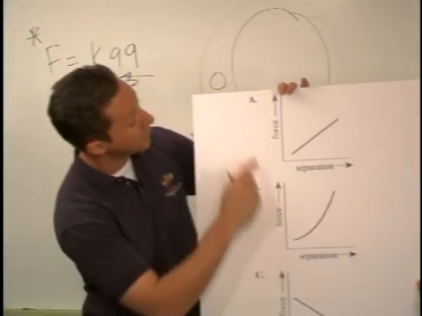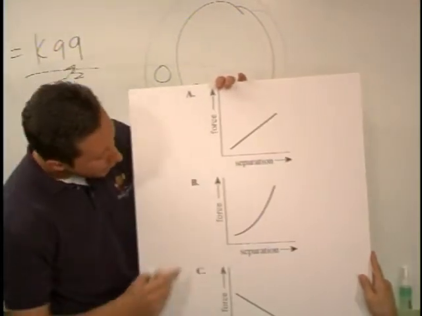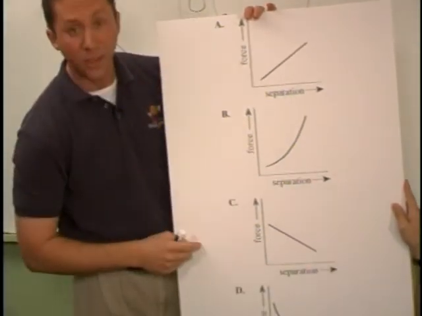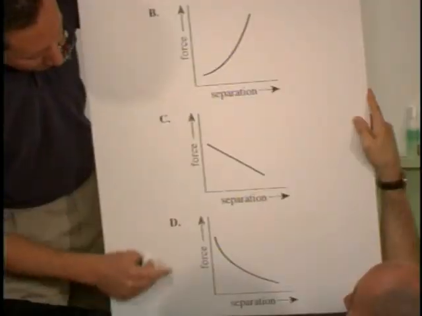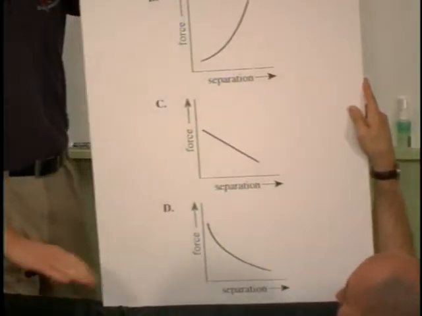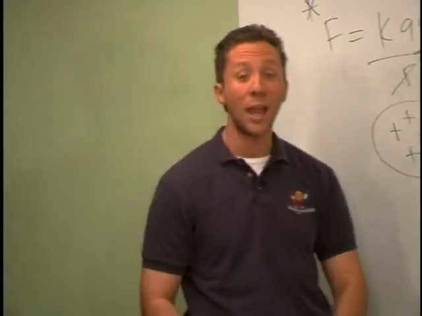Let's find the answer choice that says it. A is definitely out because we've got force and separation increasing linearly. B is out because they're both increasing. C is out because they're decreasing linearly. D must be the right answer because as the separation increases, the force is going to diminish exponentially. Best answer for question 10 must be answer choice D.